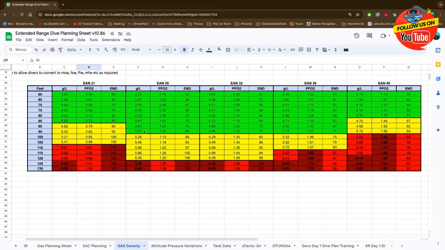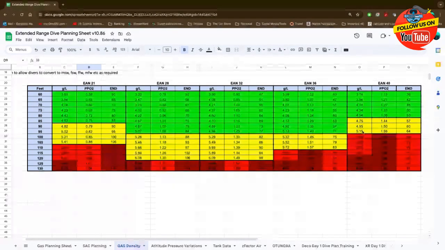Okay, let's look at that. Your gas density, you hit 5.26, so you hit your gas density a lot more quickly. You need to be aware of that. EAN 32, at that same depth of 100 feet, you're now at 5.29 grams per liter, so you're even more than 28. 36%, 5.32. If you're breathing 40% nitrox, you're going to hit your gas density limit at around 95 feet.